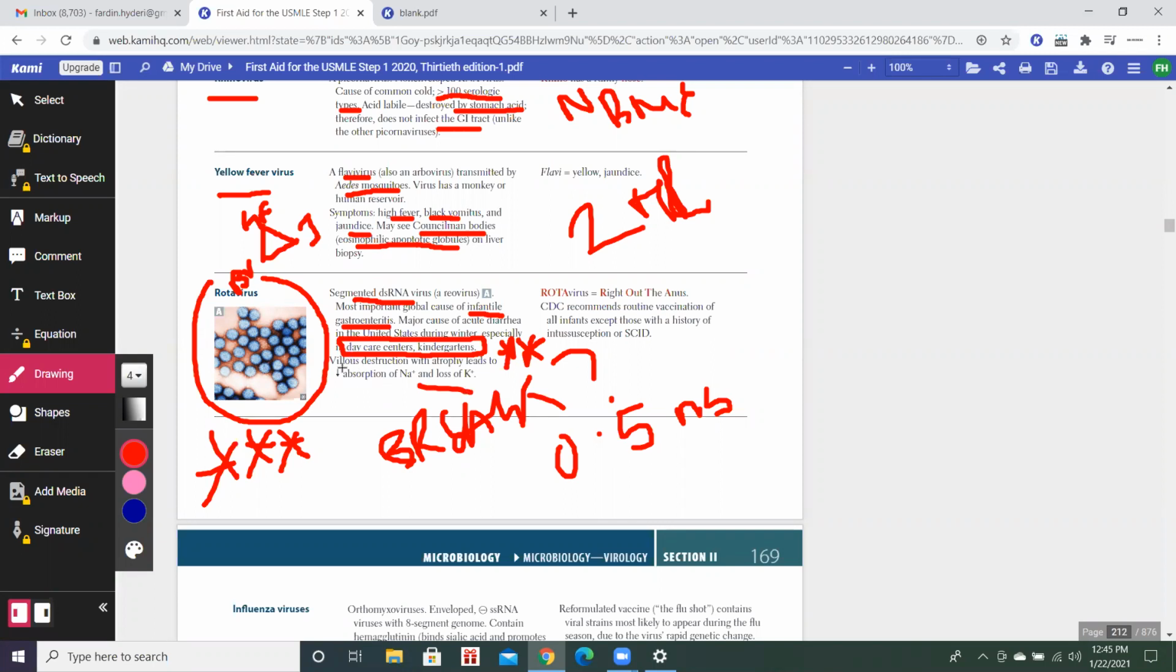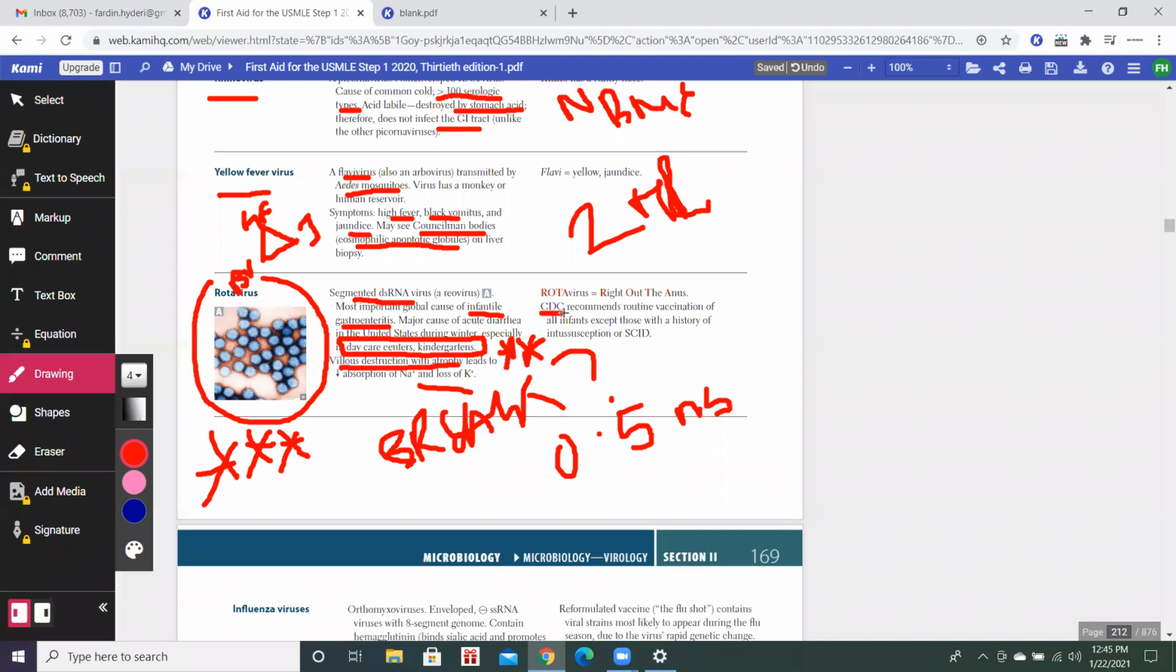The way they decrease the absorption of sodium is they prevent the intestinal villi from working properly, so they cause villus destruction with atrophy. They cause atrophic villi. So if you do a GI biopsy on a patient with rotavirus, then you can see that there is villus destruction with atrophy.